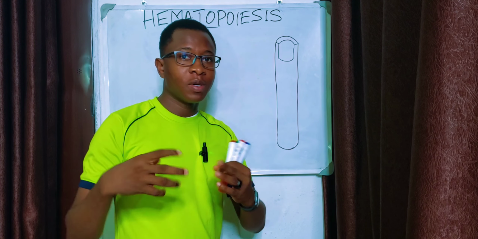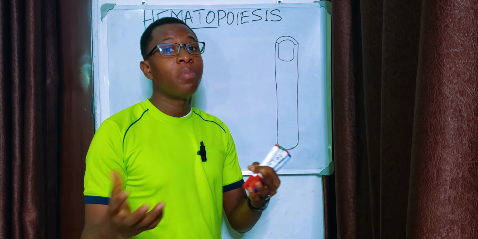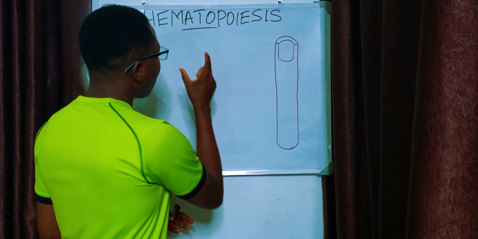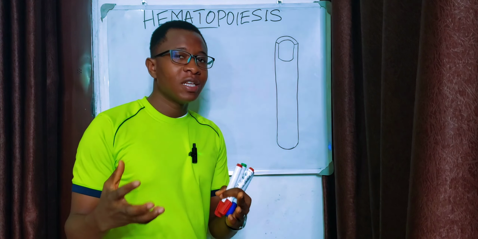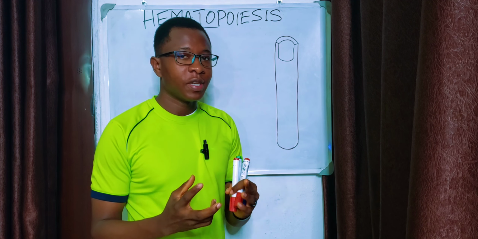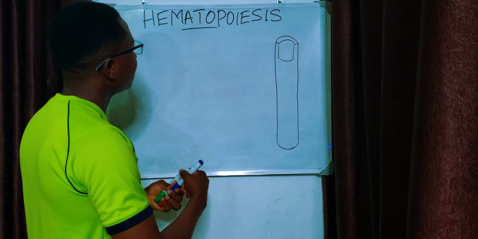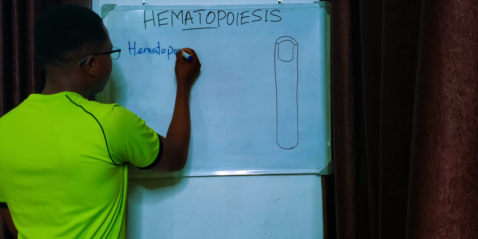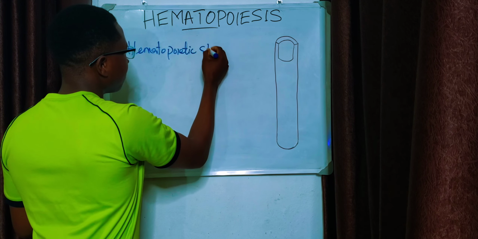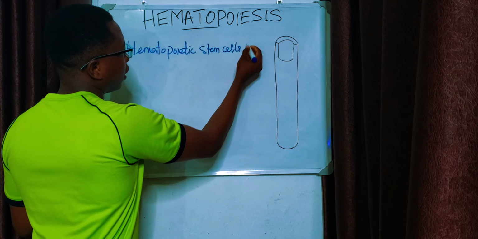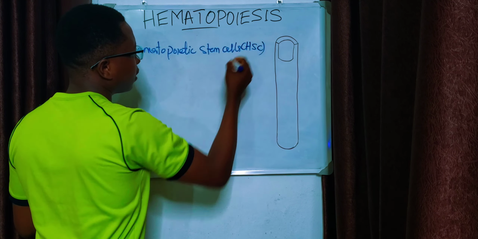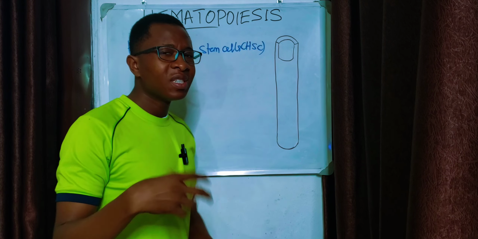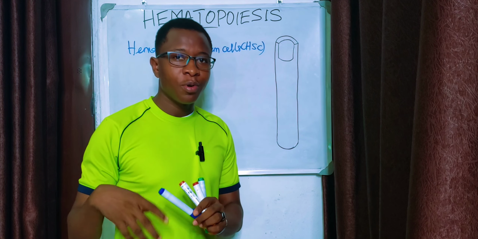Now, what is hematopoiesis? Hematopoiesis is the making of blood cells and other blood components like the plasma. It is a process that begins from a particular type of cell, what we call the hematopoietic stem cell. You can call it HSC. So all blood cells originate from the hematopoietic stem cell in the bone marrow.